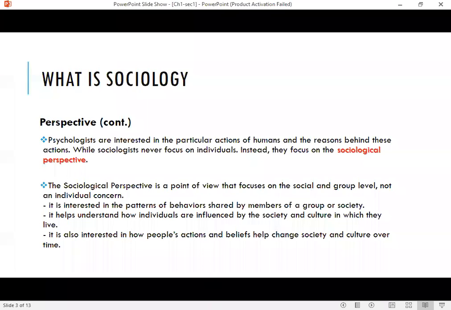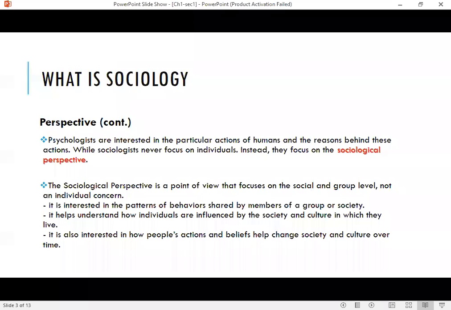Now, sociological perspective. We said that perspective is a point of view. So it's a point of view that focuses on the social and group level, not individual concerns. This is again repetition. We're saying that when we focus on sociology and society, we do not focus on individuals. I'm concerned about the society. I'm concerned about the people. I do not care about personal levels, personal actions. Okay?